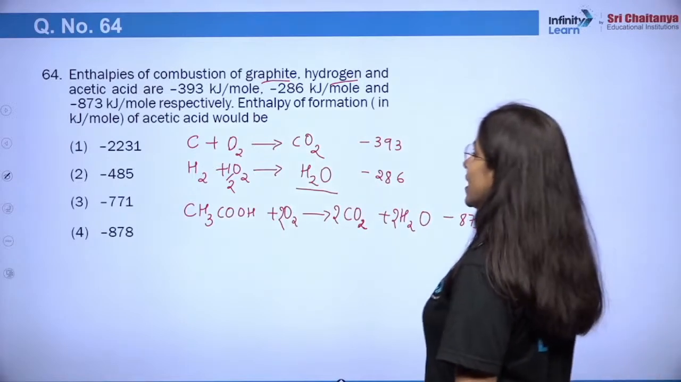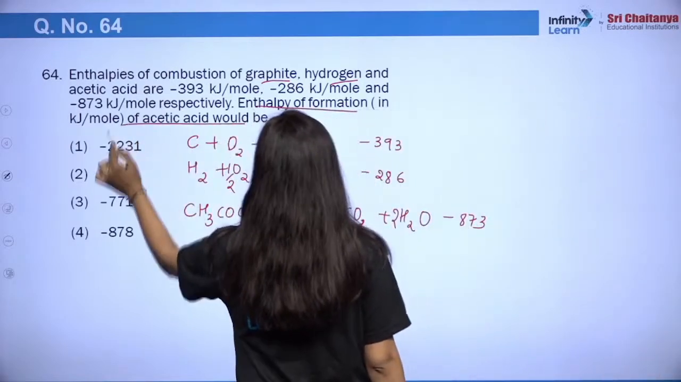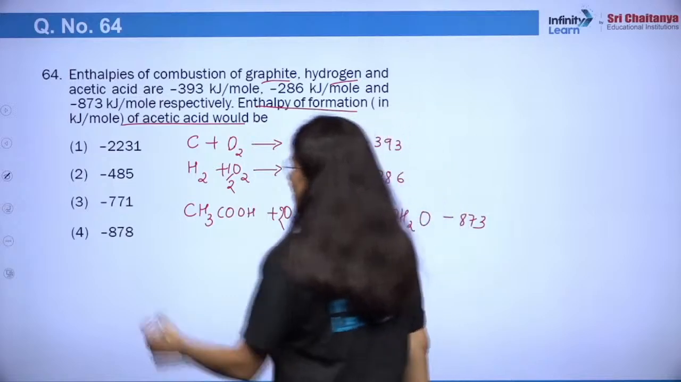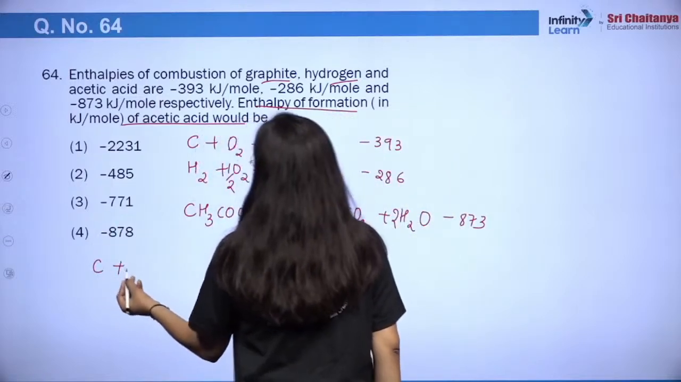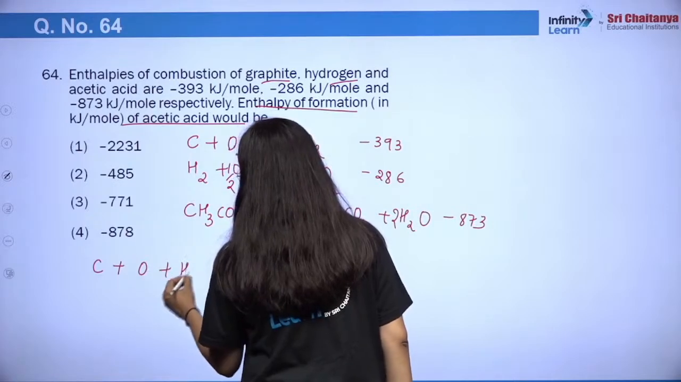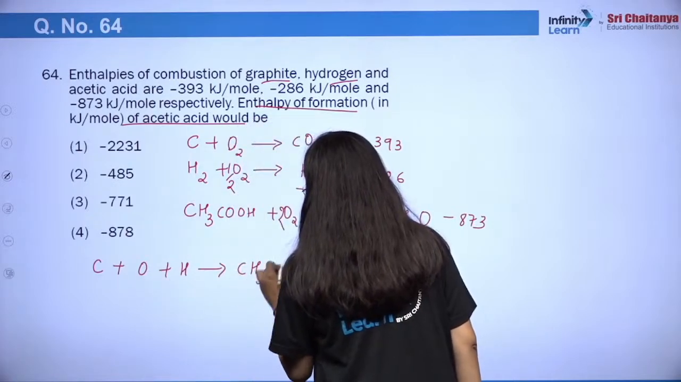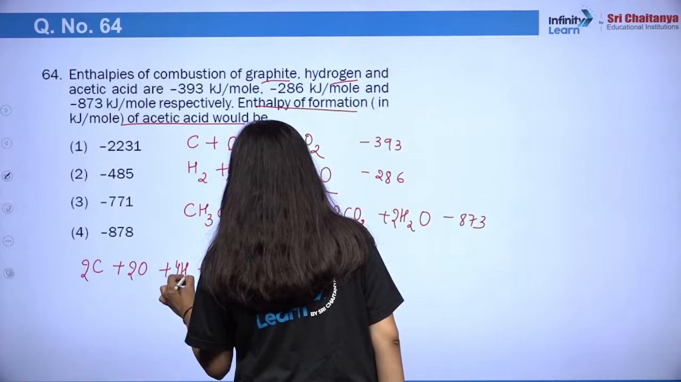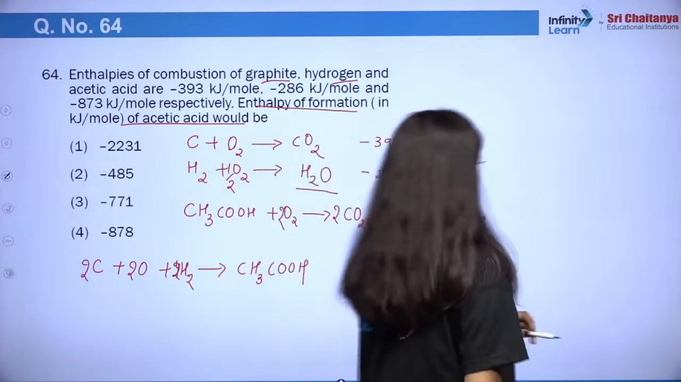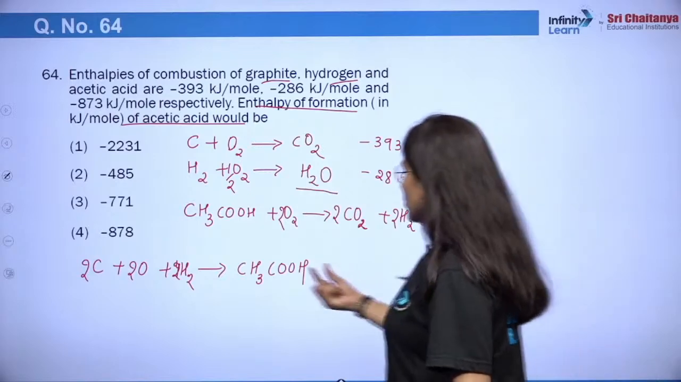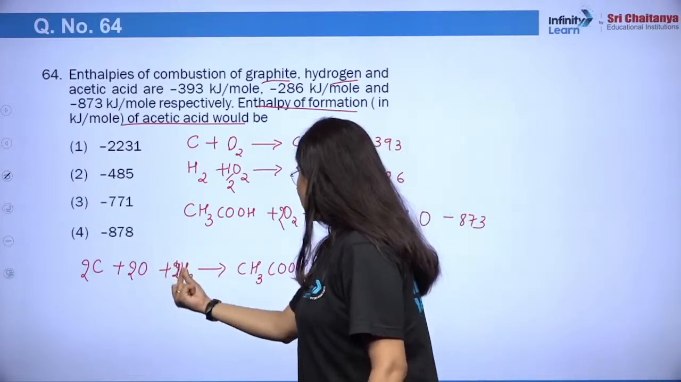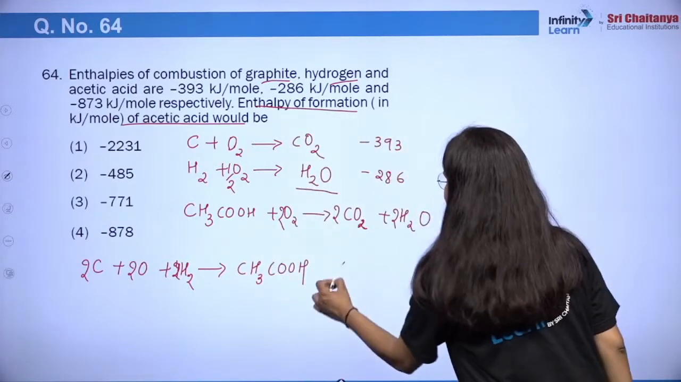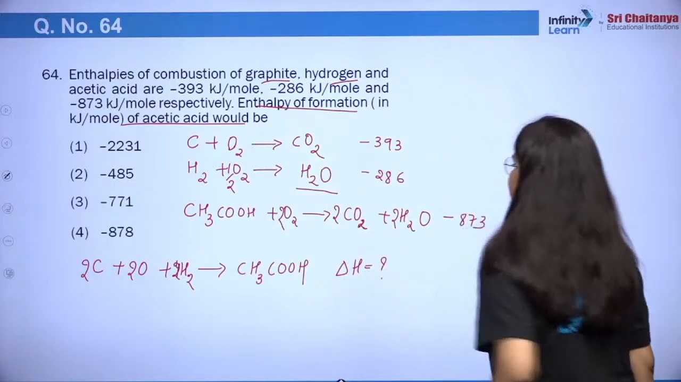Now coming to the question, we need to calculate the enthalpy of formation of acetic acid. So acetic acid is what? CH3COOH. For enthalpy of formation, we take pure elements. So carbon plus oxygen plus hydrogen will give me acetic acid. How many carbons are there? 2. How many oxygen? 2. Hydrogen standard form is 2H2, right? So is it balanced? 2 carbon plus 2 oxygen plus 4 hydrogen, right? So this is balanced. For this I need to calculate the value of delta H.